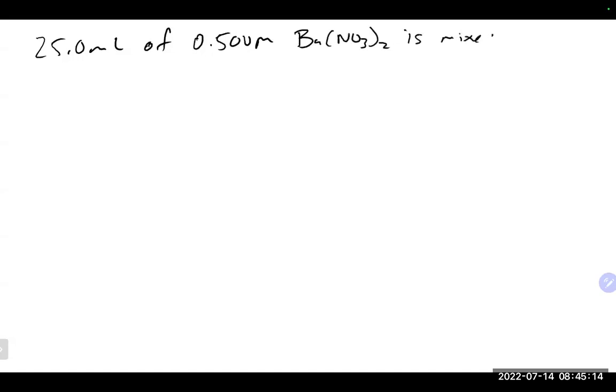Let's say we took 25 milliliters of 0.5 molar barium nitrate is mixed with, we'll go with 20 milliliters of 0.75 molar sodium sulfate.